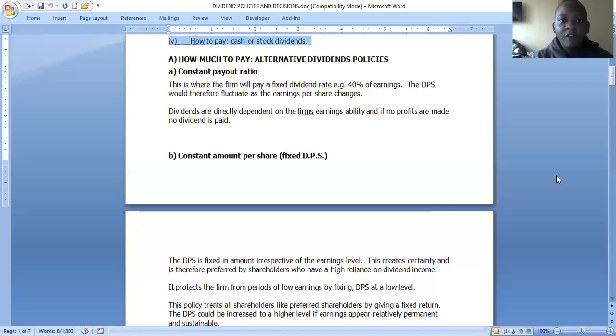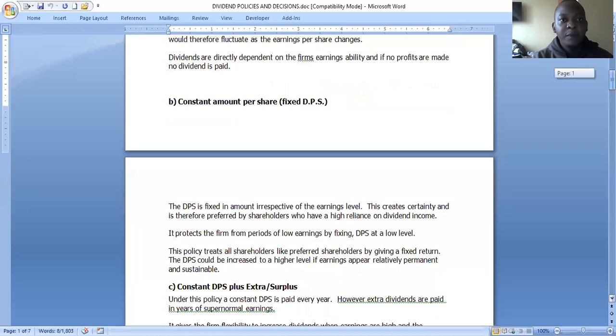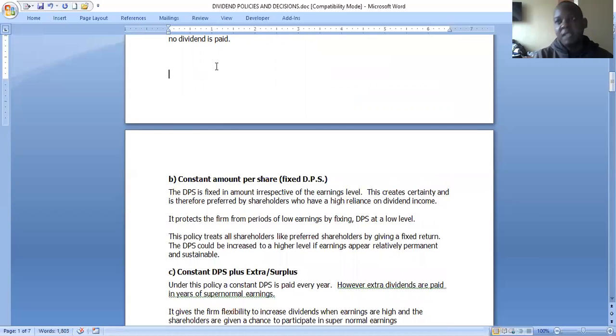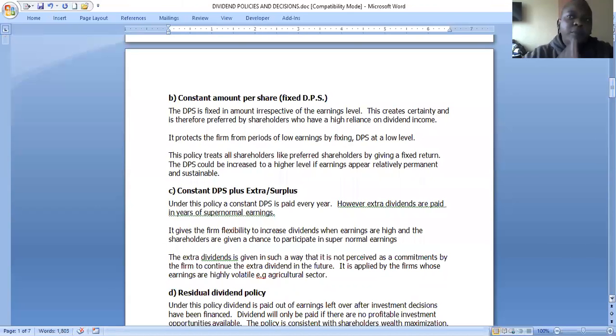And then number two, we have the constant amount per share or the constant dividend per share. Under this policy, the dividend paid per share will be the same regardless of the profits reported. Whether the profits are high or low, the dividends will be the same irrespective of the earnings level. So if the firm has decided that it will be paying a dividend of say 2 shillings per share, it will be 2 shillings per share, whether the profits are very high or very low.